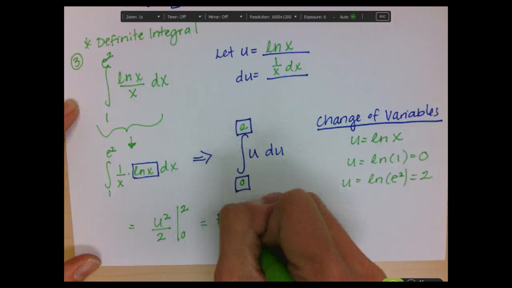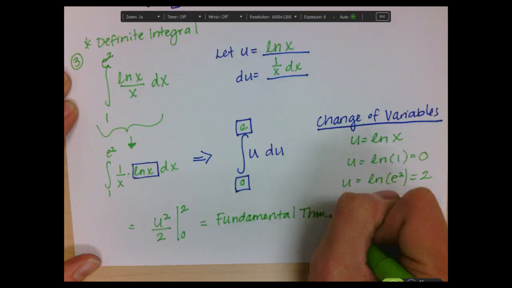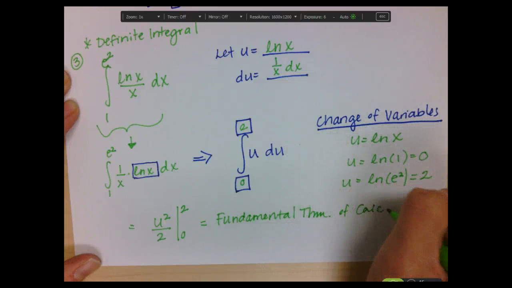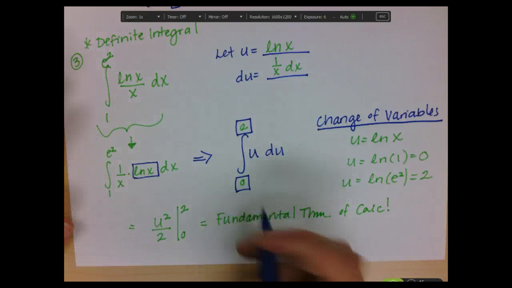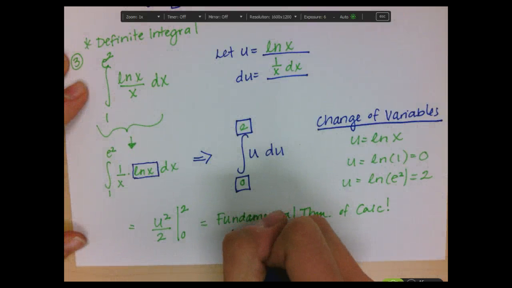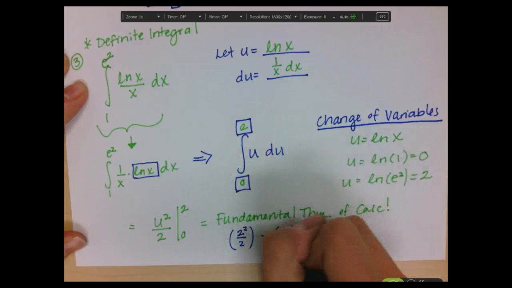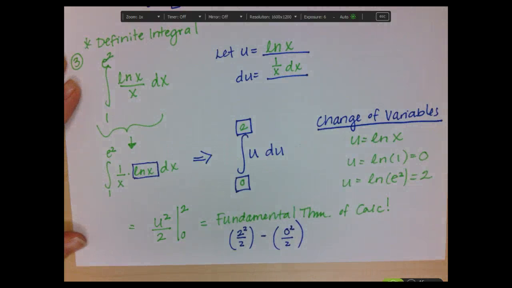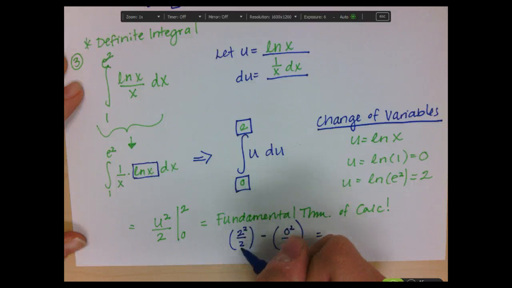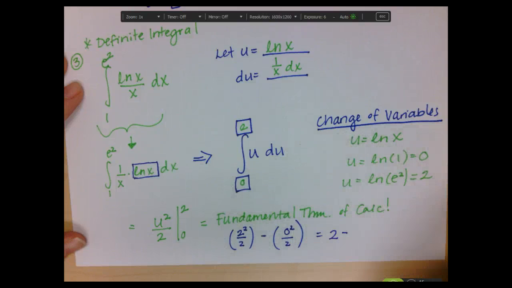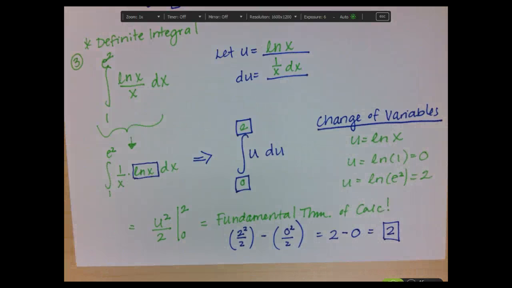And again, I can use the fundamental theorem of calculus in order to find this. So I've got my antiderivative. I just need to plug 2 in, and then I need to plug 0 in, and I need to subtract them. So 2 squared will be 4, divided by 2 is 2, minus 0, and so I get an answer of 2.